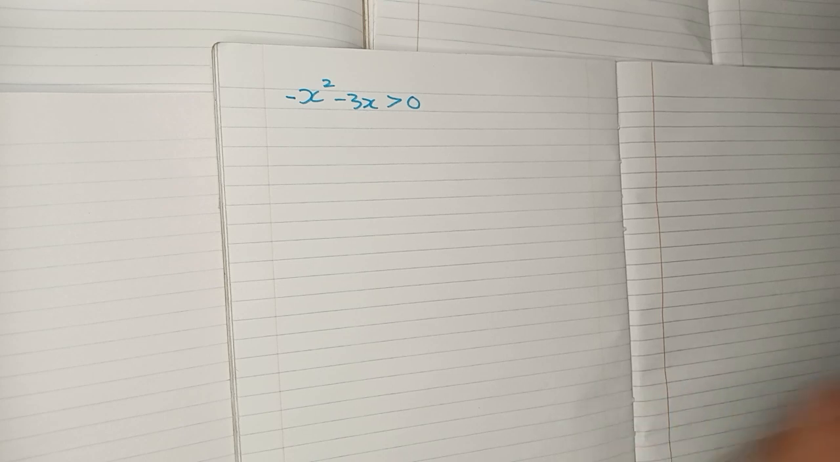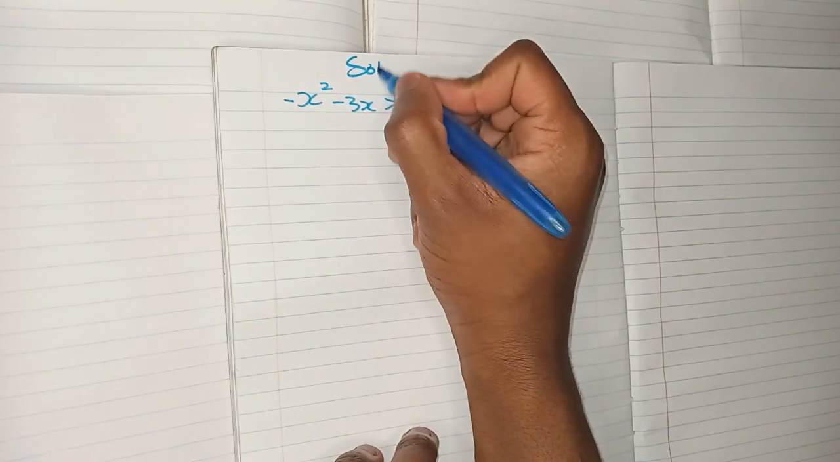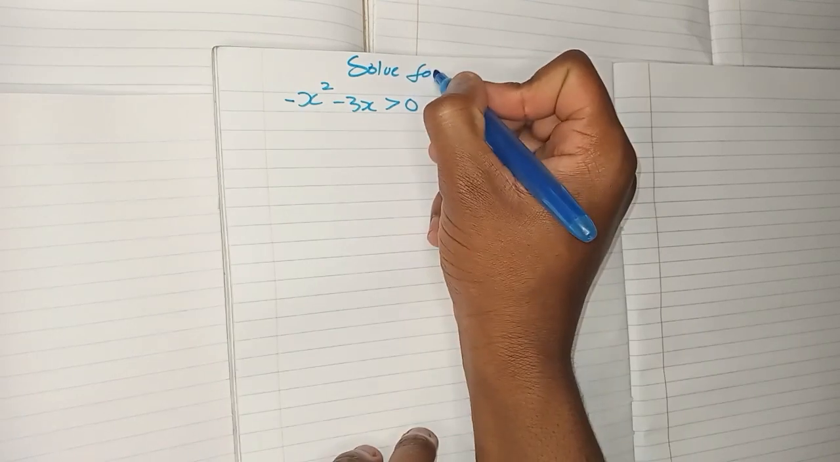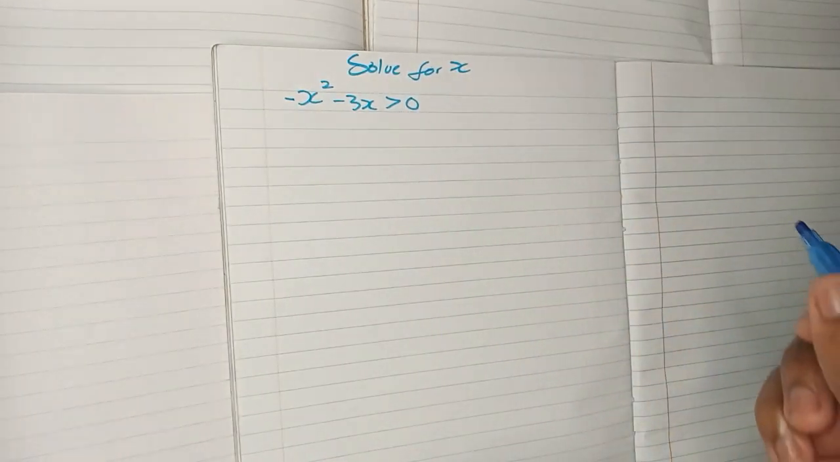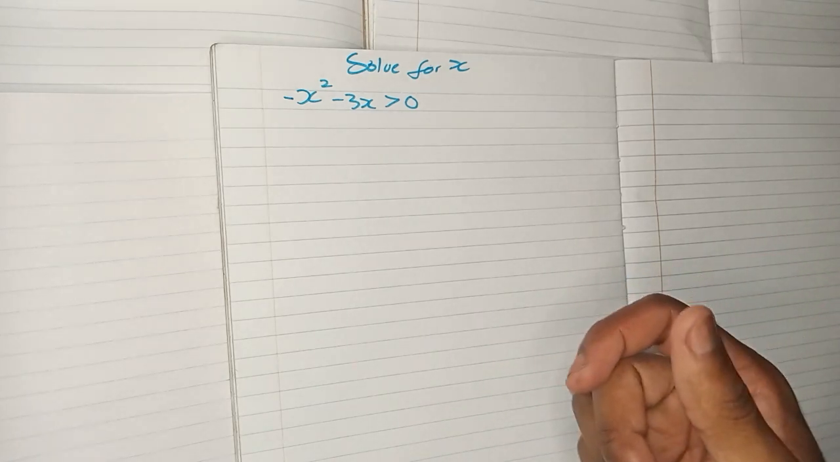Alright, so we are solving for x. This is an inequality, solve for x. This can be quite tricky and they have like 4 marks, sometimes 3, it depends.